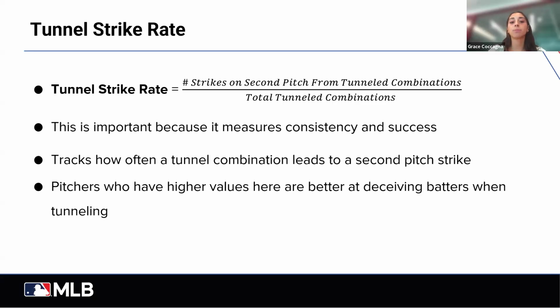This is an important metric because it really measures consistency and success when a pitcher is tunneling. So ideally, how often when they tunnel does that lead to a second pitch strike, thus tricking, fooling, deceiving the batters, as they thought possibly another pitch was coming at them and it diverged last minute.